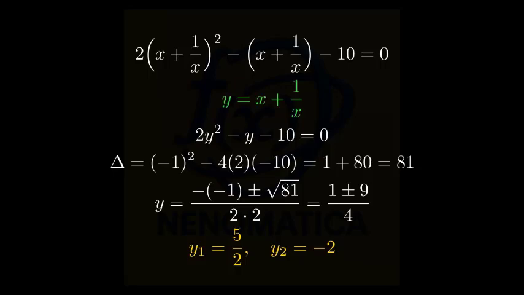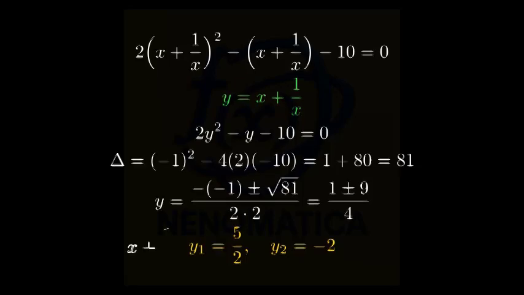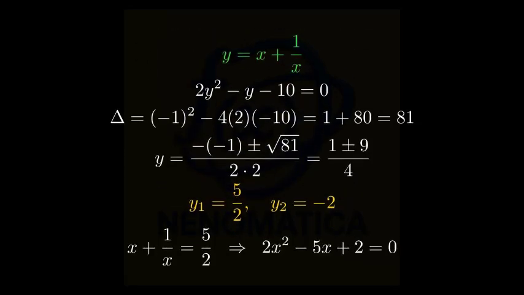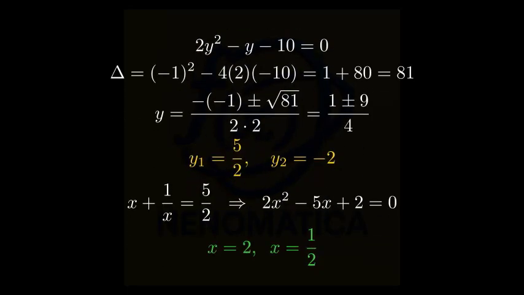Step 5. Solve for x in each case. Case 1, x plus 1 over x equals 5/2. Multiply both sides by 2x to get 2x squared minus 5x plus 2 equals 0. This factors to give x equals 2 and x equals 1/2.